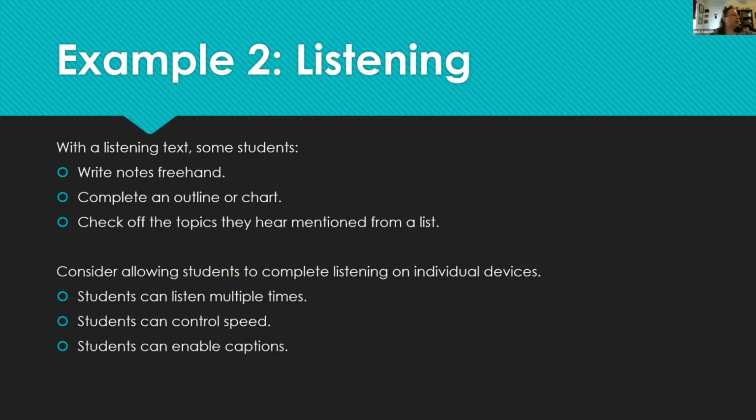And there are some textbooks, and I have here Ventures, and Ventures, if you've used it, I know it's very common, has these QR codes in the book where students can take a picture or use the QR code to go to the listening and listen to it on their own phones. So that's great for differentiation, because when students can listen on individual devices, they can listen to the same text as many times as they need to.